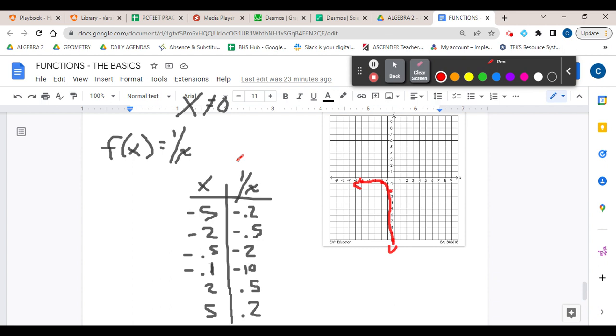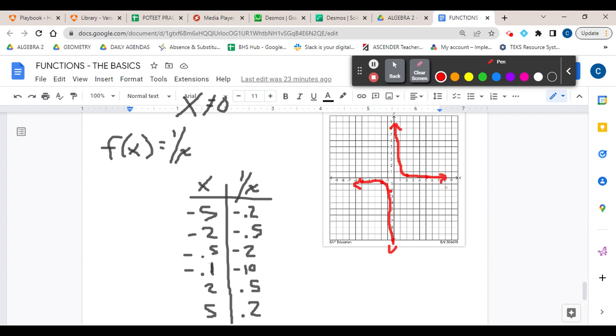And when we come to the other side here, we have 2, 0.5, and we have 5, 0.2. As we divide by smaller numbers, we talked about this in class today, this thing's going to sort of shoot up like that. And that's what your graph's going to look like.